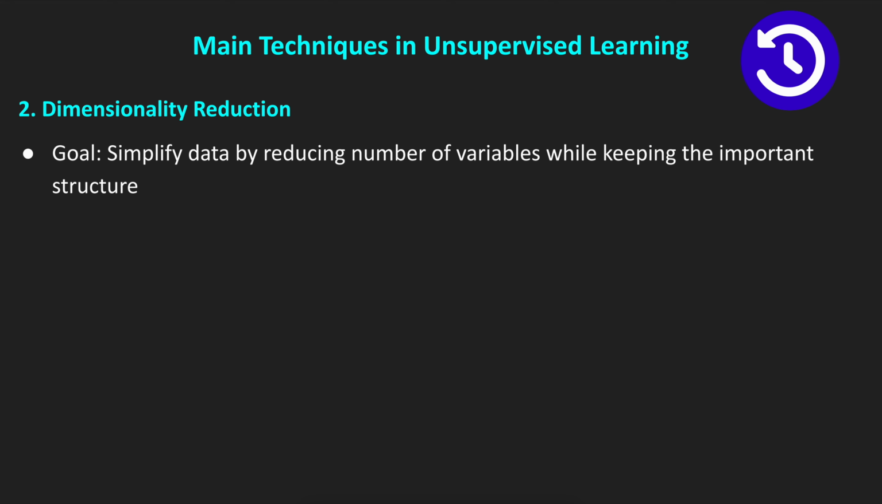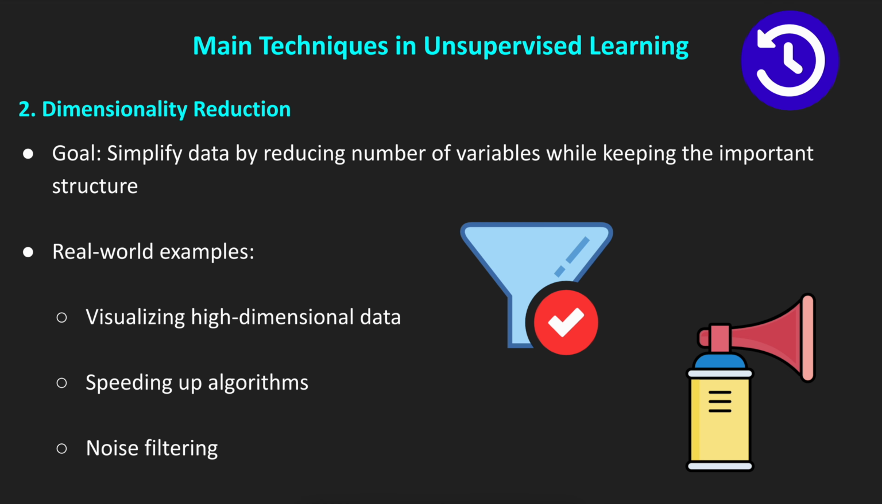The next technique used in unsupervised learning is called dimensionality reduction. With dimensionality reduction, the goal is to simplify data by reducing the number of variables while keeping the important structure. Real world examples would be visualizing high dimensional data, speeding up algorithms, or noise filtering.